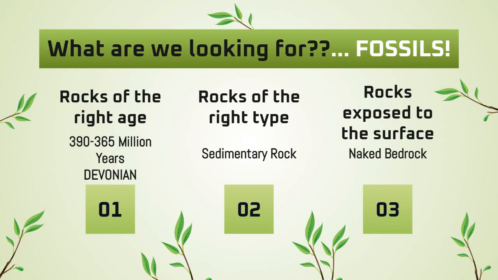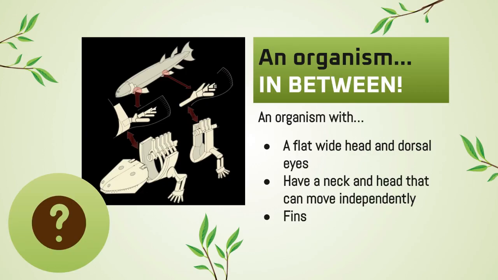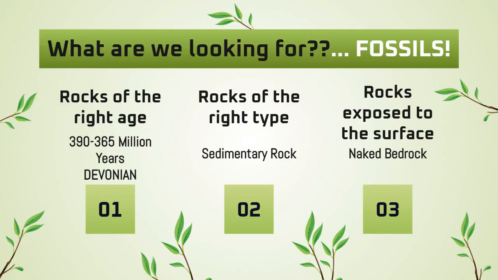But what is it exactly that Neil was looking for? Fossils. We've discussed in class a few times how fossils are definitely a bridge to connecting organisms in the phylogenetic tree. We need rocks of the right age, the right type, and rocks that are exposed to the surface. Having these three elements will lead us to the actual fossil that we need to bridge the gap between fish and tetrapod. And so rocks of the right age include rocks that are 390 to 365 million years old. We're going to focus on the Devonian era.